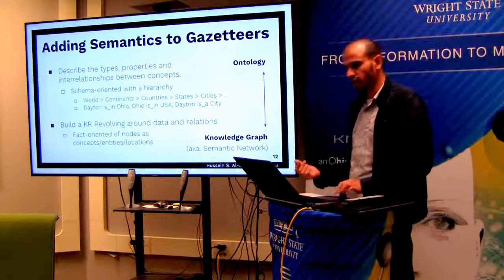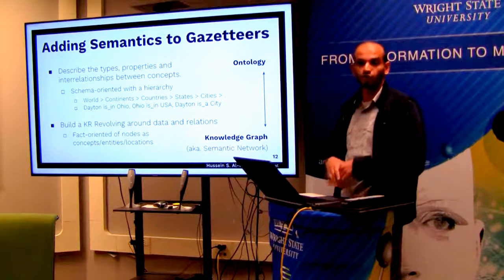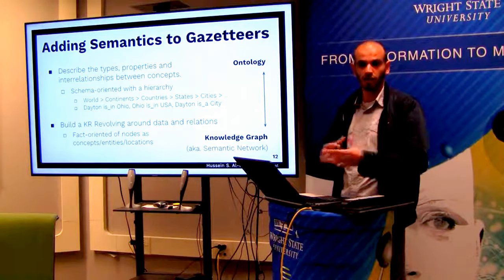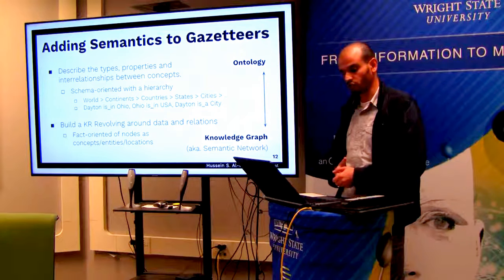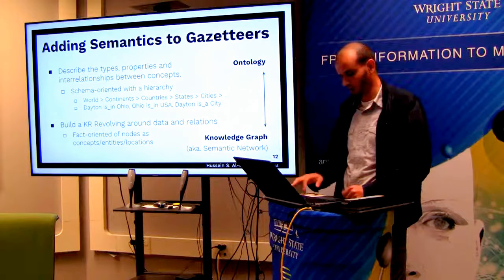So when we build a knowledge representation using a knowledge graph, it revolves around the nodes, around the data, instead of around the hierarchy like the ontology, right? It's fact-oriented, with nodes as concept entities, or locations in this case that we are talking about.